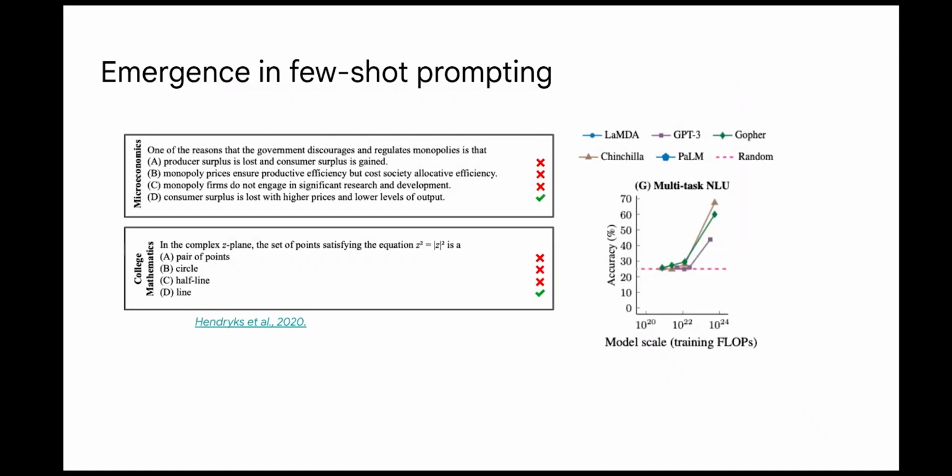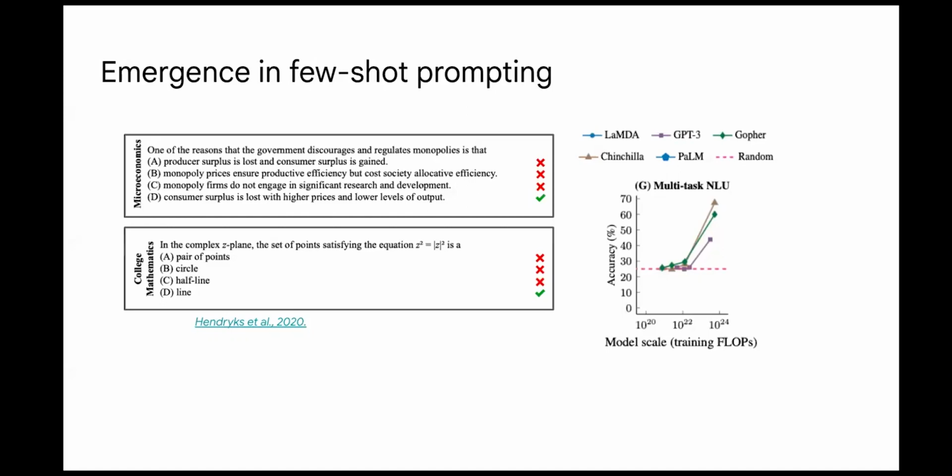To be a bit more concrete about what these types of emergent tasks are, here are a few examples. There's this one task called multitask NLU, also known as MMLU. It's a compilation of high school through professional exams, and here are a couple of examples. There's a microeconomics example: "One of the reasons that government discourages and regulates monopolies is that..." and then it gives 4 options, and the model has to output A, B, C, or D. Basically, it's taking a test. There's also an example with college mathematics: "In the complex Z plane, the set of points satisfying the equation Z squared equals the absolute value of Z squared is..." and then there are 4 options the model has to pick.